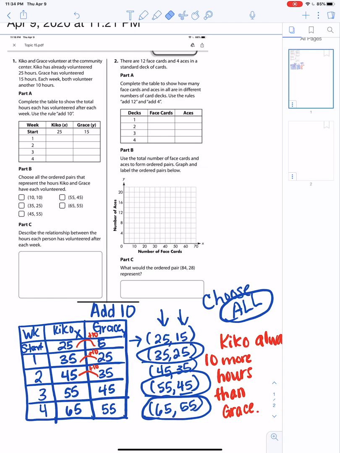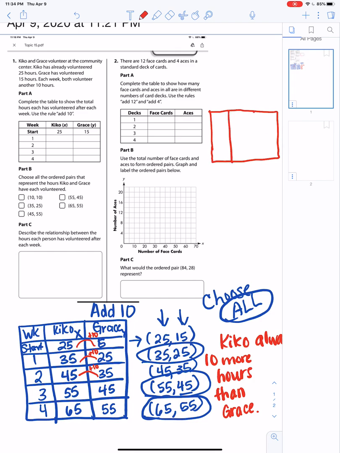Complete the table to show how many face cards and aces are in different numbers of card decks. Use the rules, add 12 and add 4. So if this is my learning check in just a minute, I'm going to create a table right over to the side that looks just like this table on my scratch paper. I'm using the image to guide me.